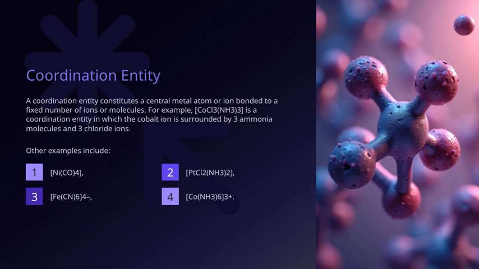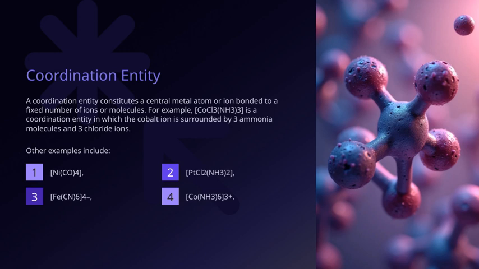All these examples illustrate the key idea that a coordination entity consists of a central metal atom or ion bonded to a specific number of ions or molecules, known as ligands. For example, in CoCl3(NH3)3 the cobalt ion is surrounded by 3 ammonia molecules and 3 chloride ions, showing how different ligands can coordinate to the same metal center.